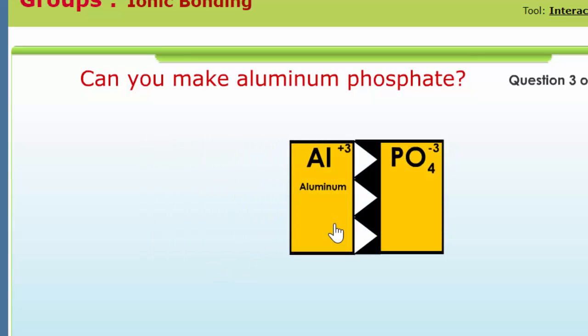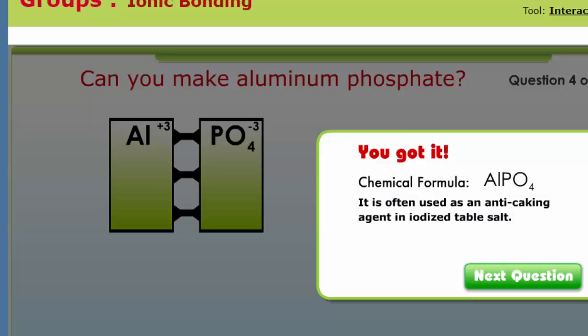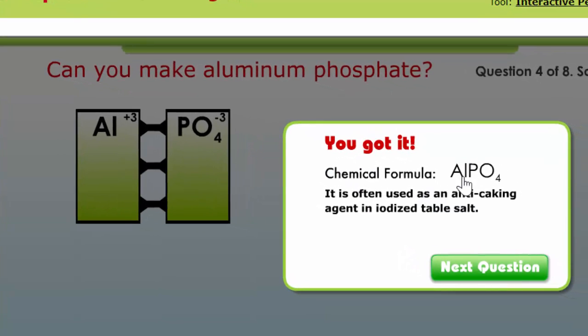And if I bring those together, it forms a bond. And when I look at how to write the formula, I would write it as AlPO4. What that means is I have one aluminum ion and I have one phosphate ion.